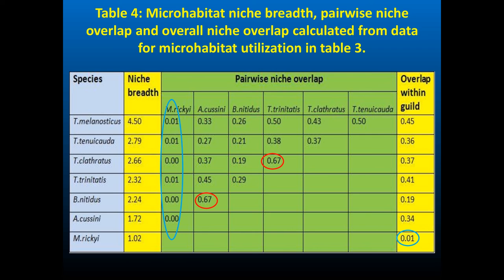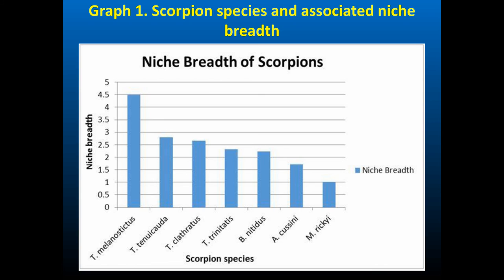Niche breadth of scorpions: basically, the smaller the niche breadth, the more specialized. The larger the niche breadth, the more they're able to occupy more areas and more microhabitats for foraging. So one species was found almost everywhere, then it tapers further and lessens, and they come down here to Microtityus rakai, which was found in really just one type of habitat.